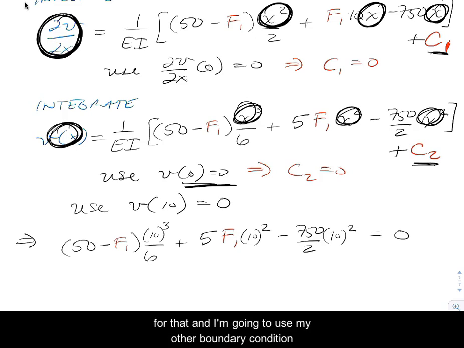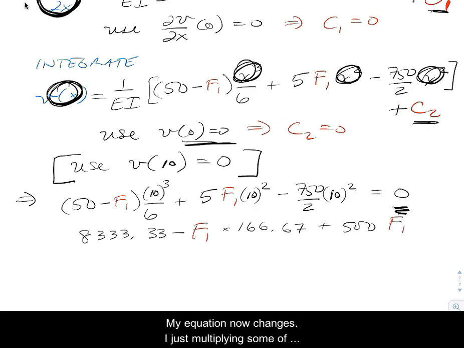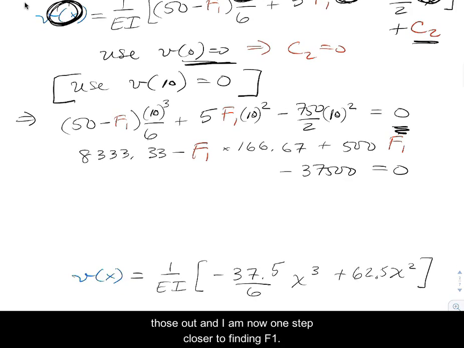So to be able to solve for that, I'm going to use my other boundary condition, my third boundary condition. And so using v at 10 equals 0, I just go to my function and I'm going to plug in 10 for x. And I know that the deflection is going to equal 0. So now I've got an equation that has only one unknown in it, this F1, this red F1, the reaction at the roller. So at this point it's just math. And so my equation now changes.